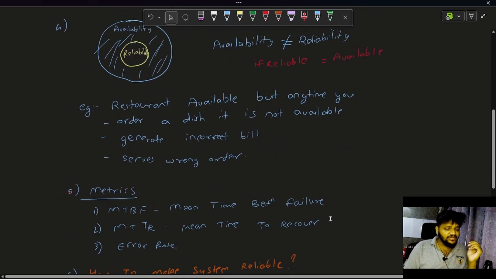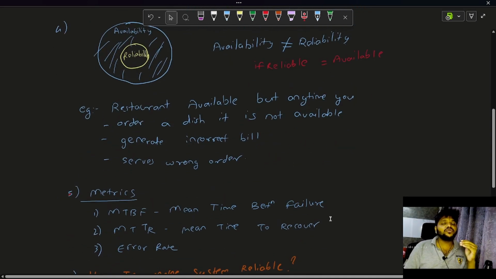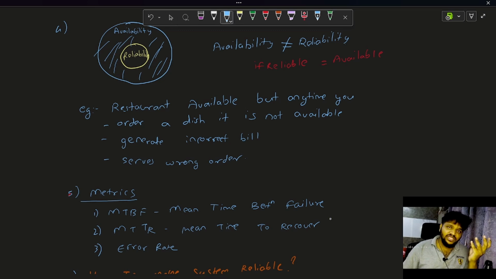So now let's deep dive into metrics. What are the different metrics through which we judge whether our system is reliable or not? There are 3. One is MTBF, then there is MTTR, and then there is error rate. MTBF means mean time between failures. Let's say my system is failing now, then after some time my system fails again, then after some time it fails again. So let's say this is the spike when my system is failing, then again here my system is failing, then again here, and again here. So you see, this is the time and this is the failure.